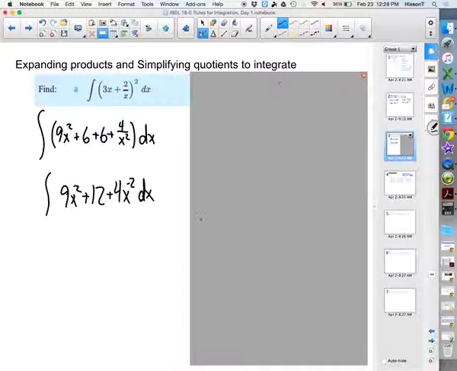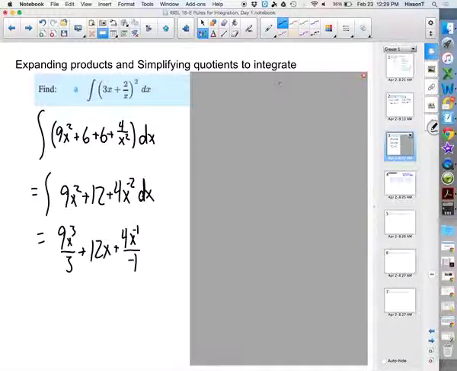Alright? Now we can just work through our power rules. We add 1, divide by the new exponent, so we got 9x cubed over 3 plus, what's the integral of 12? Integral of 12 would be 12x. And then what's this one? That would be plus 1. If you go 4x to the negative first, negative first one. There we go, good, okay.